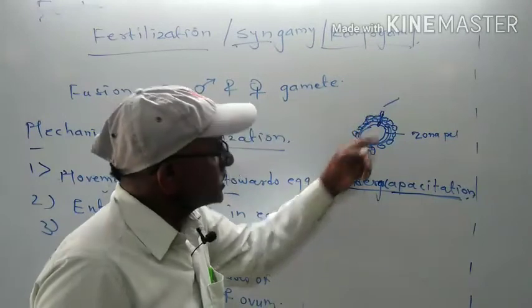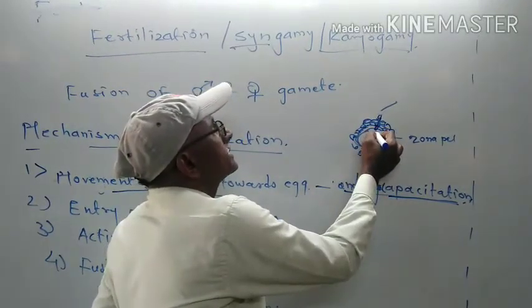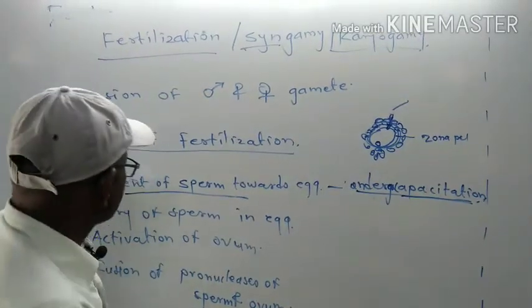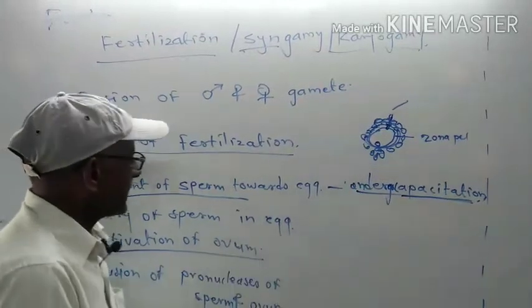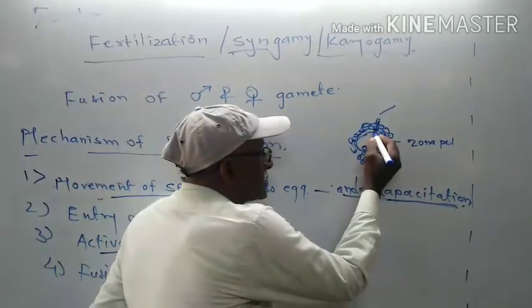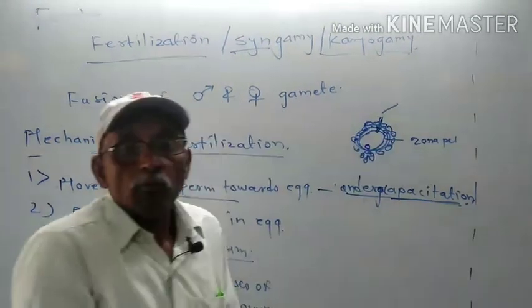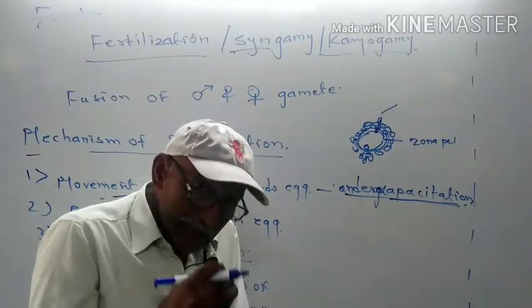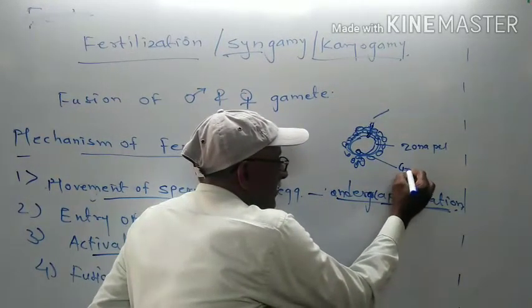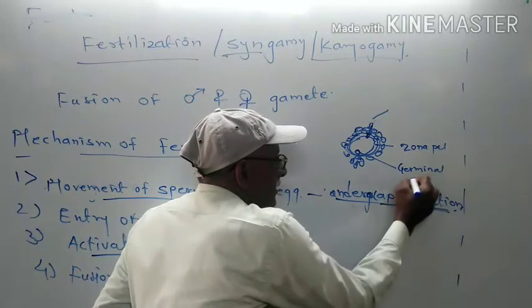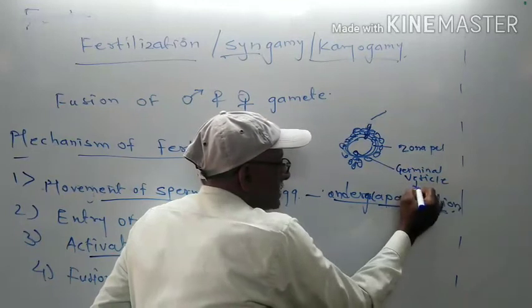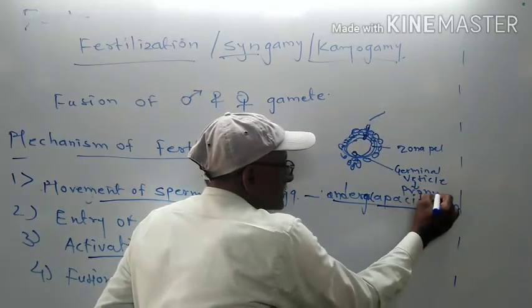So in such way, this sperm head enters the egg apparatus. Then the third step, that is activation of ovum. When the sperm head touches the vitelline membrane, then there is a stimulation for the germinal vesicle, and this germinal vesicle is turned into female pronucleus.